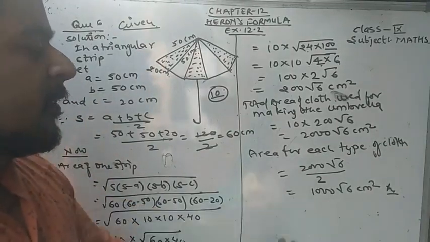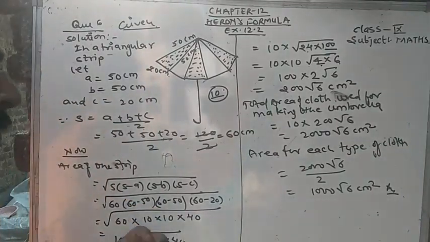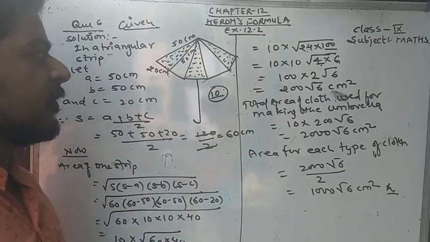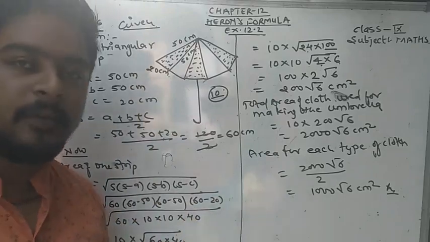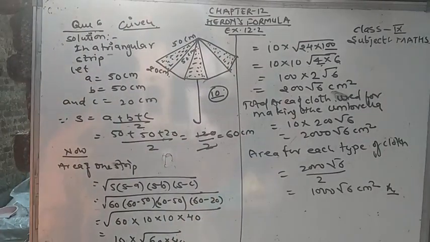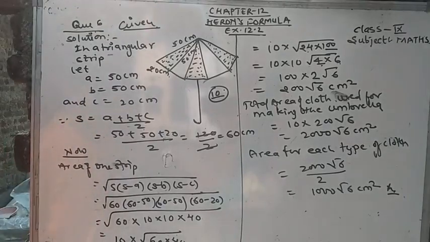So 1000 root 6 centimeter square is the total area for the first type of strip, and the total area for the second type of strip will also be 1000 root 6 centimeter square. By that way, we have finished the question. Now we will see question number 7.